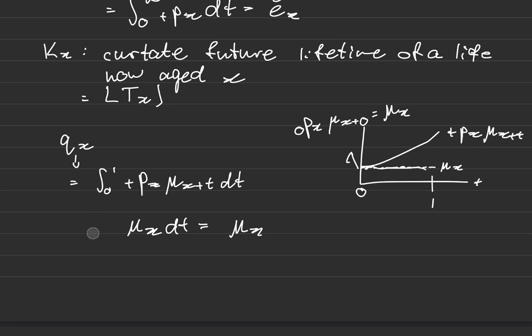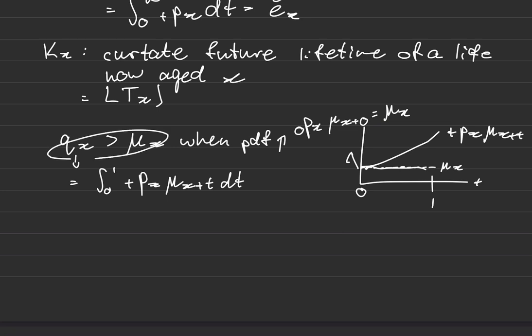Okay, so then I can deduce from that that qx will be greater than mu x when the PDF is increasing, and the PDF that I'm referring to is the probability density function of the complete future lifetime of a life aged x. Okay, so then when is qx less than mu x? Well, naturally this happens when the PDF is decreasing.